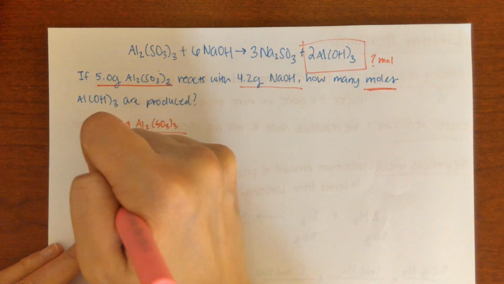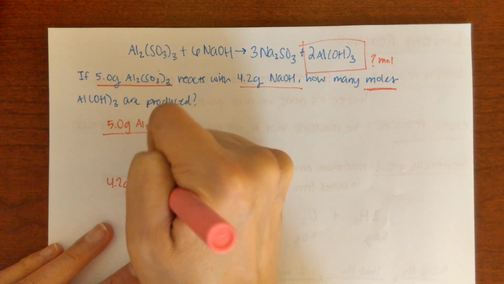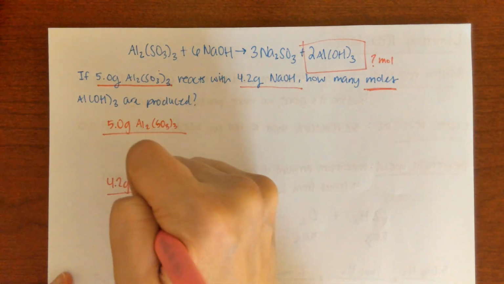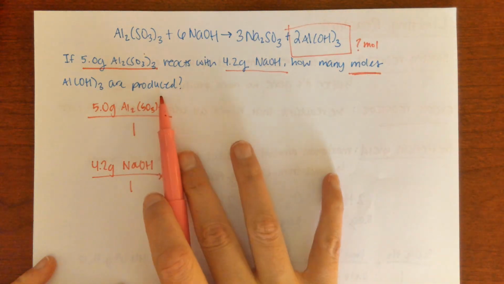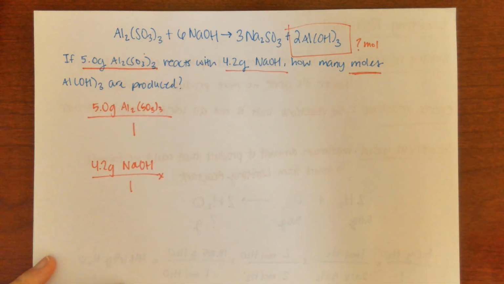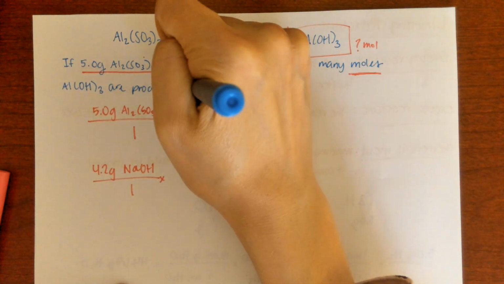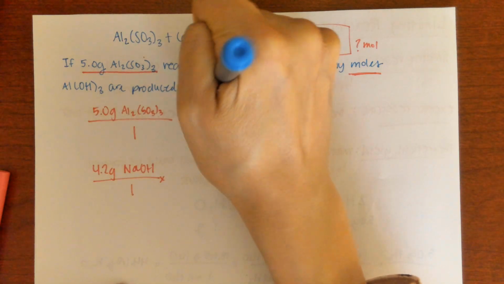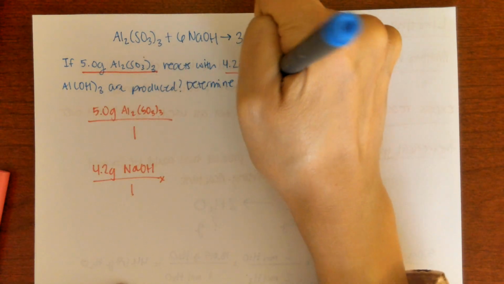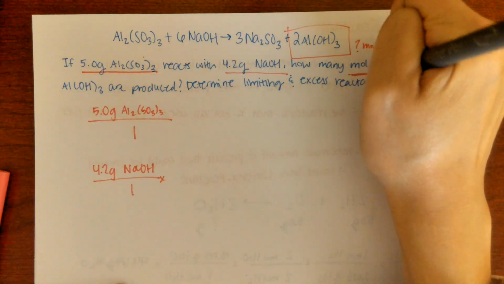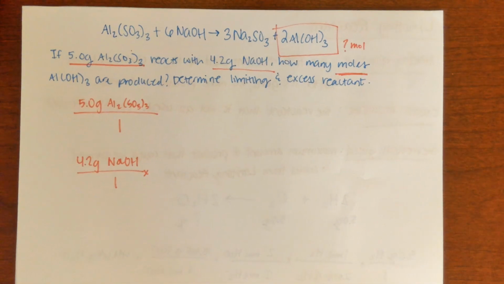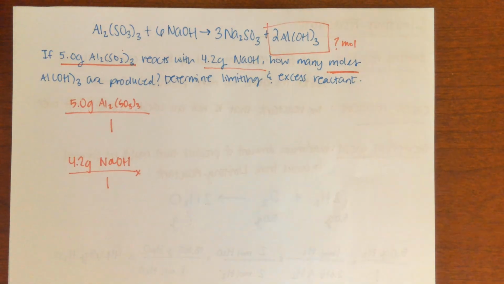And then you have your 4.2 grams of sodium hydroxide. And you're going to solve for moles of aluminum hydroxide. And when it says how many moles are produced, it's basically asking you what is the theoretical yield. And I actually also want you to find the limiting and the excess. So determine limiting and excess reactants. So go ahead and pause the video, solve it on your own, and then play the video once you have completed it to check your work.